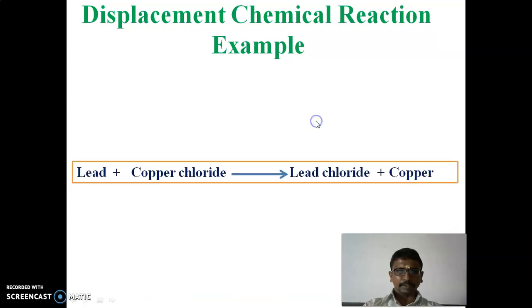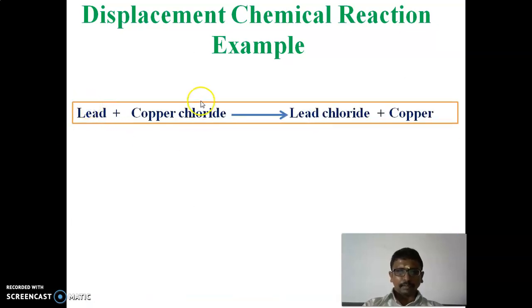The example is lead plus copper chloride gives lead chloride plus copper. The formula for lead is Pb, the formula for copper chloride is CuCl2, the formula for lead chloride is PbCl2, and the formula for copper is Cu.